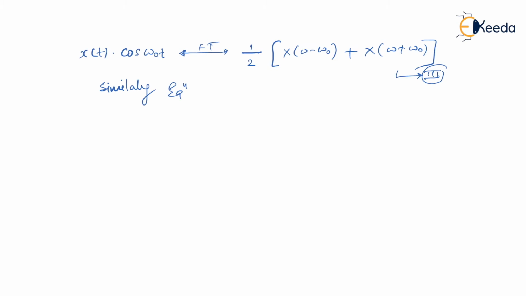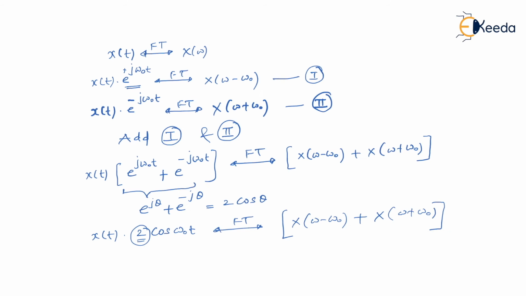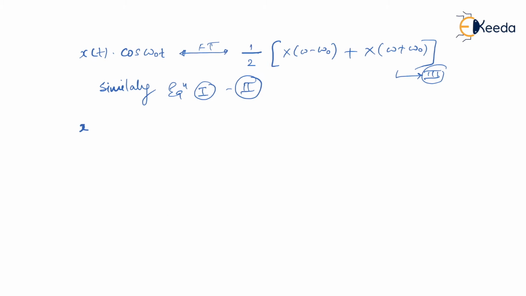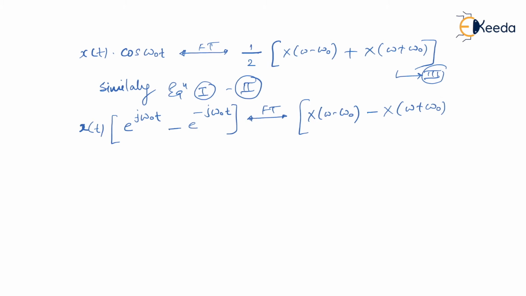If we do equation 1 minus equation 2, so I'm talking about these two transformations, and if I perform subtraction over here, again I'll take x of t common, and I can write it this way: x of t in bracket, we have e to the power j omega naught t minus e to the power minus j omega naught t, will have Fourier transform as X of omega minus omega naught minus X of omega plus omega naught.